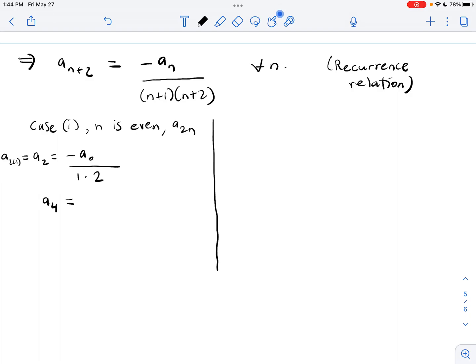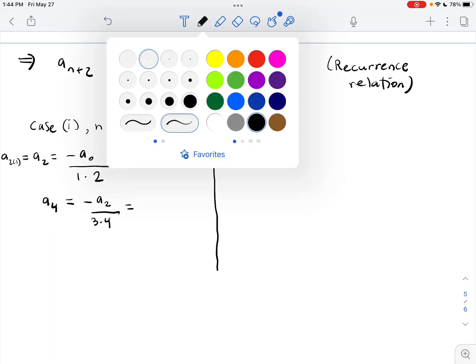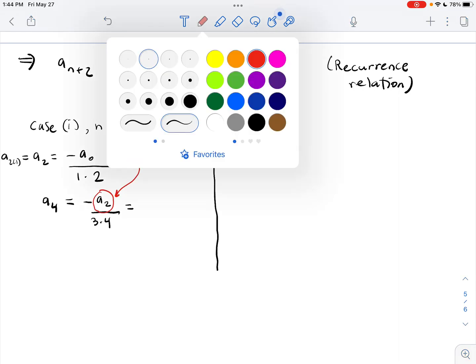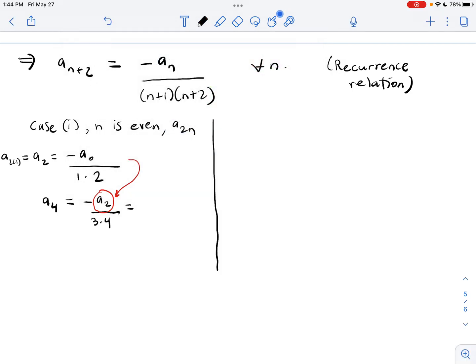a4 is going to equal negative a2 divided by 3 times 4, but this is equal, if you plug in what we found before for a2, we actually end up with positive a0 divided by 1 times 2 times 3 times 4.